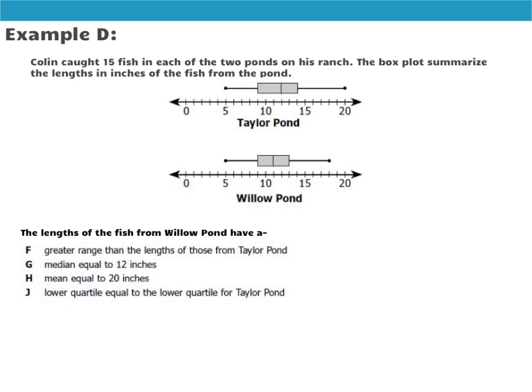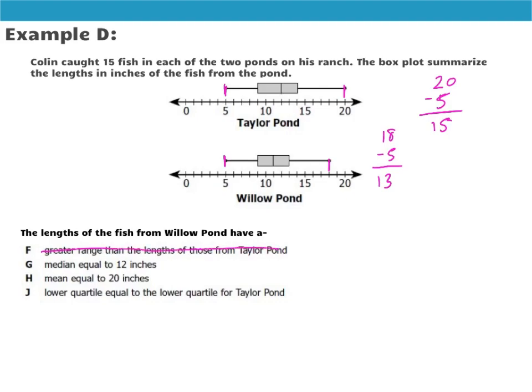So the first one says that the fish in willow pond have a greater range than the lengths of those in Taylor's pond. So we're going to have to do some math first. We're going to have to figure out the range of willow pond, which we can see has an upper extreme of 18, and we've got a 5 for our lower extreme. So we're going to do 18 minus 5 for willow pond. 18 minus 5 is 13. That's the range there. Taylor pond, we're going to be doing 20 as the upper extreme, 5 as the lower extreme. So 20 minus 5 is going to be 15. So a greater range than that of Taylor's pond does not appear to be the case, because Taylor's pond is 15 and willow pond is 13. So that is not correct.